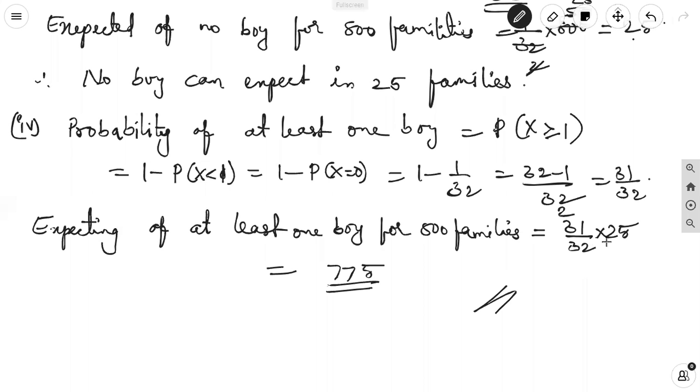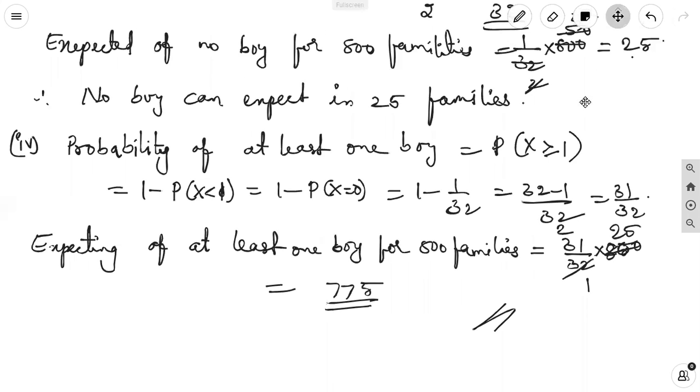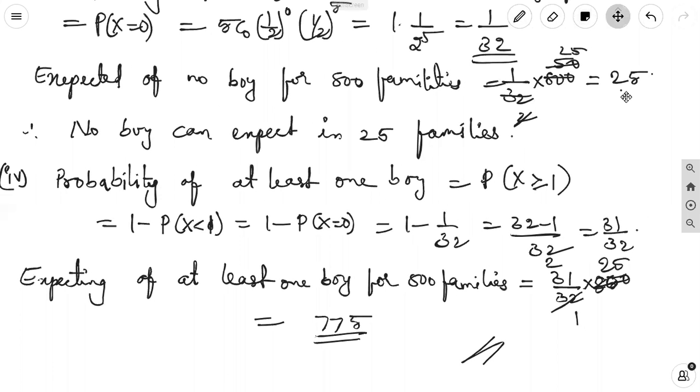Is the 1 by 32 is 25, it is 800. For 800 families means 32 into 25. So 25 ones are 25, 2 is the carry, 25 threes are 75 plus 2, 775. Already I did here 1 by 32 is 25. So 25 is multiplied with 31. Then we are getting the expected number of families with at least one boy. Okay.